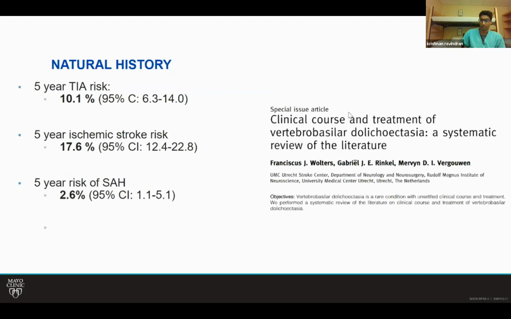A more recent paper from Dr. Vergoen in the Netherlands, who was actually one of the senior authors on the PHASES score paper for saccular aneurysms. In this 2013 paper, he outlined some of the 5-year ischemic stroke risks, and these recapitulate Dr. Fleming's work, showing a 5-year ischemic stroke risk of 17%, with a much lower subarachnoid hemorrhage risk of 2.6% at 5 years.